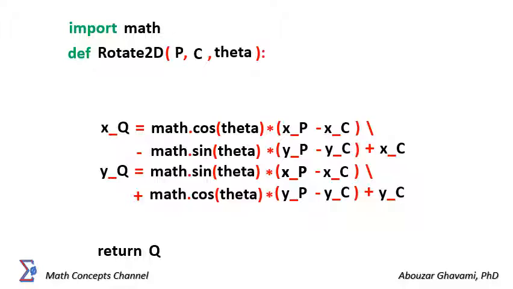Point P is represented as a 2-element list. Note that counting the elements in a Python list starts from 0. xp is the first element of list P that is equal to P0. And yp is the second element of list P that is equal to P1.